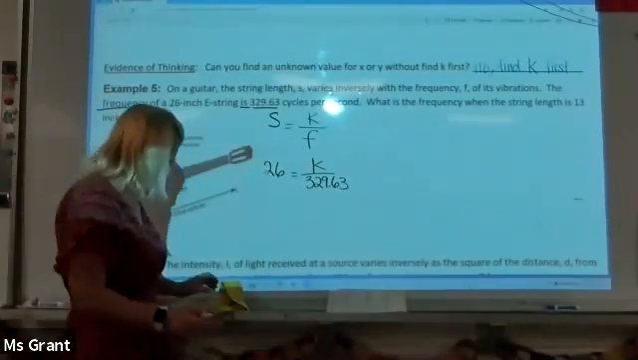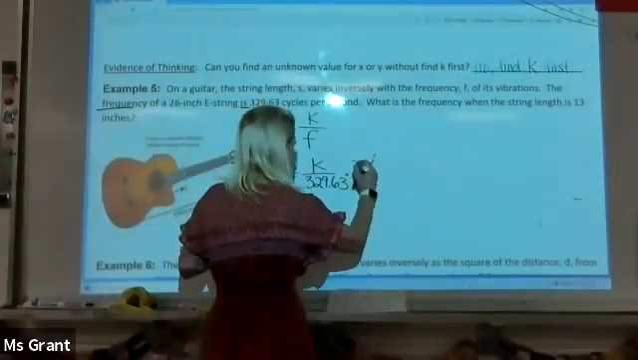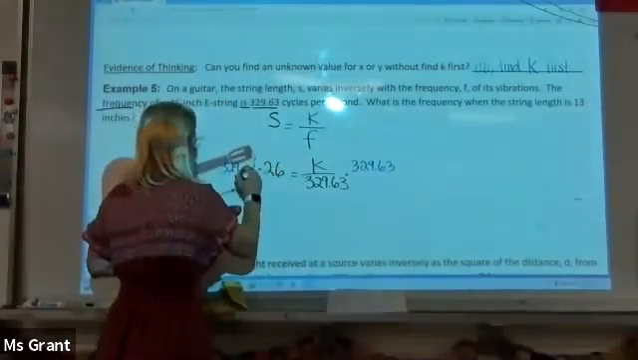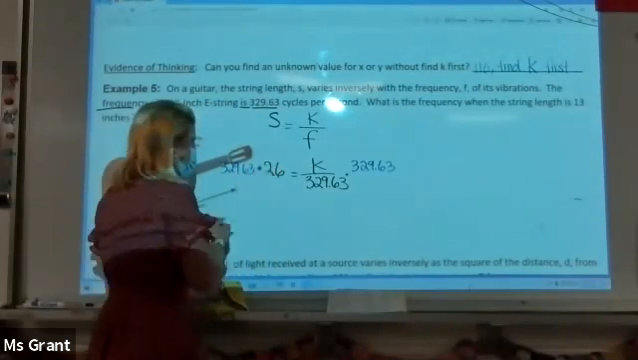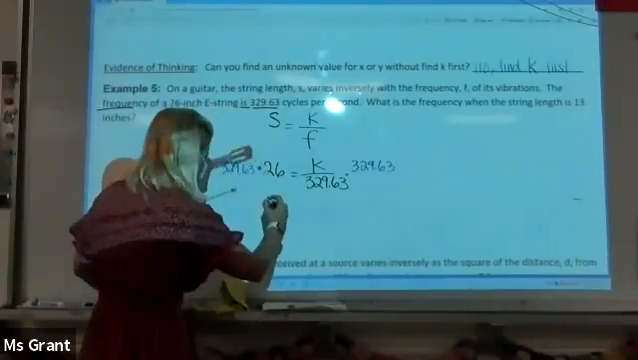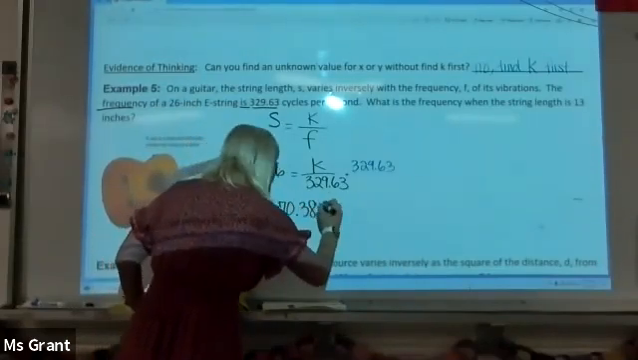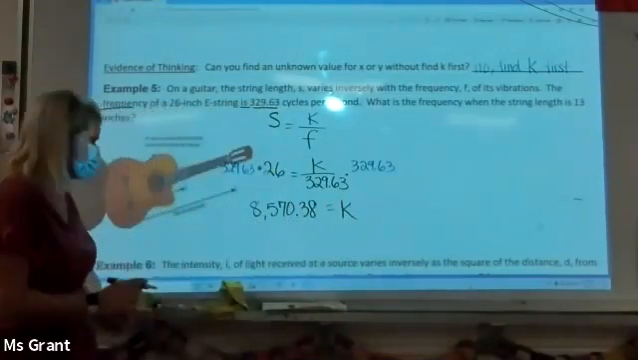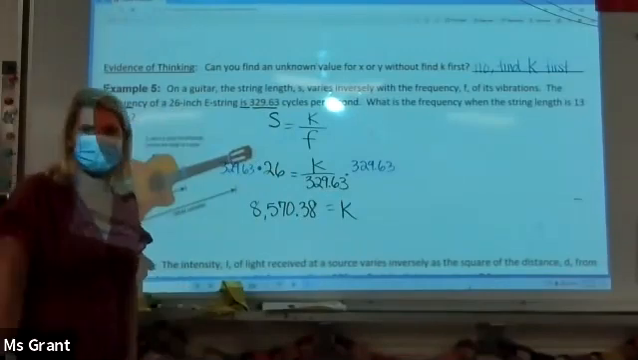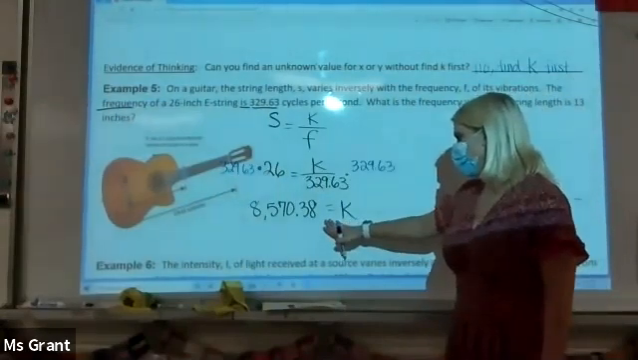We do this the same way. Multiply the whole right and the whole left to cancel out 329.63. And I'll just tell you, because it's easier that way. 8,570.38 is K. It's the exact same process that I just did on the two problems above, right? So now, that's my constant.